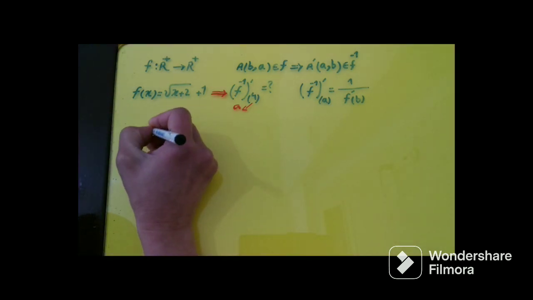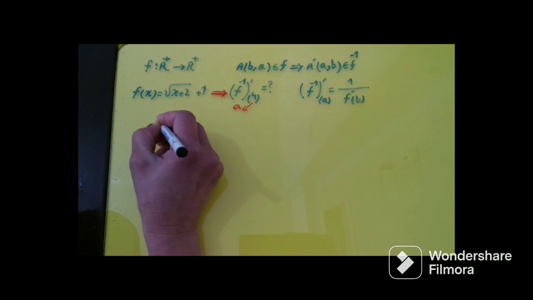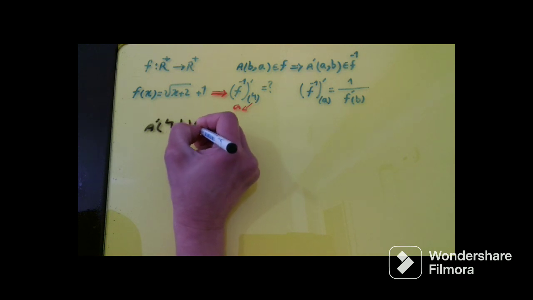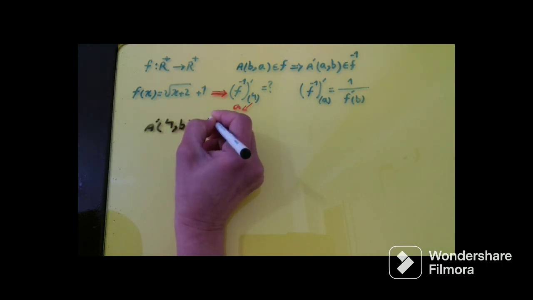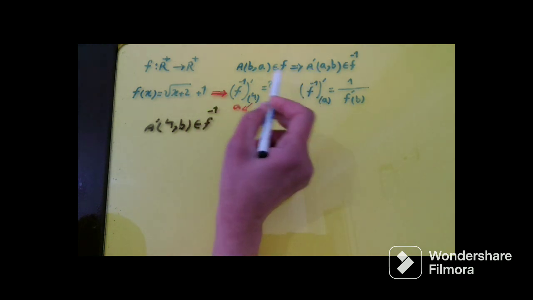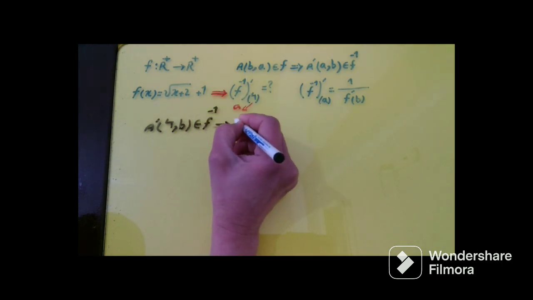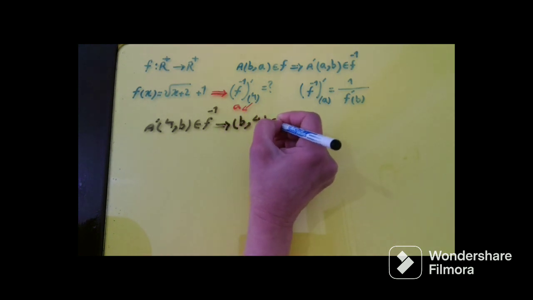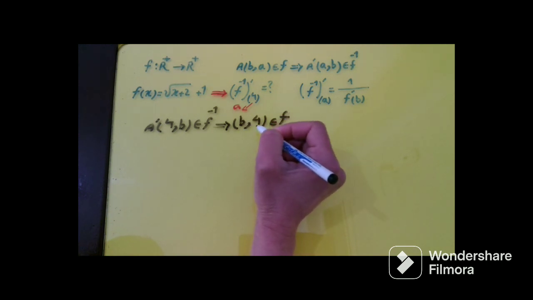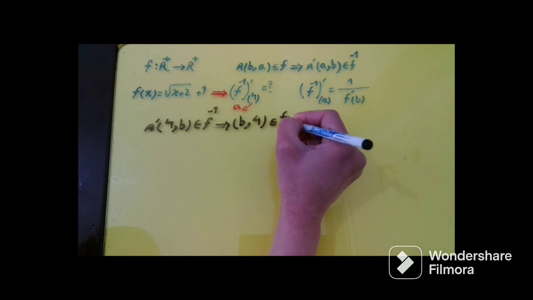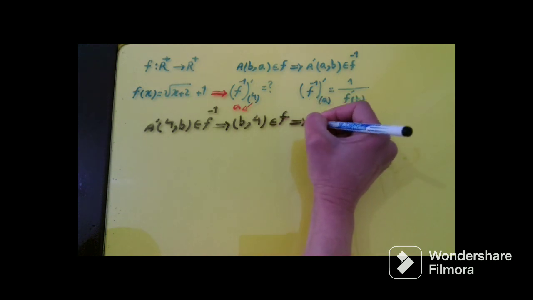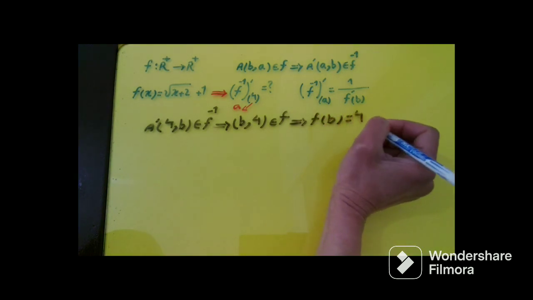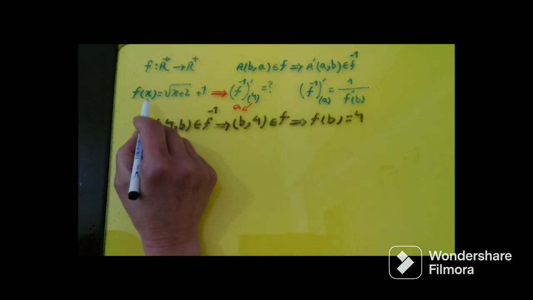We can write, 4 and b belong to inverse f. Go back. b and 4 belong to f. As b and 4 belong to f, so we can say f of b is equal to 4. Now replace b instead of x in this function.